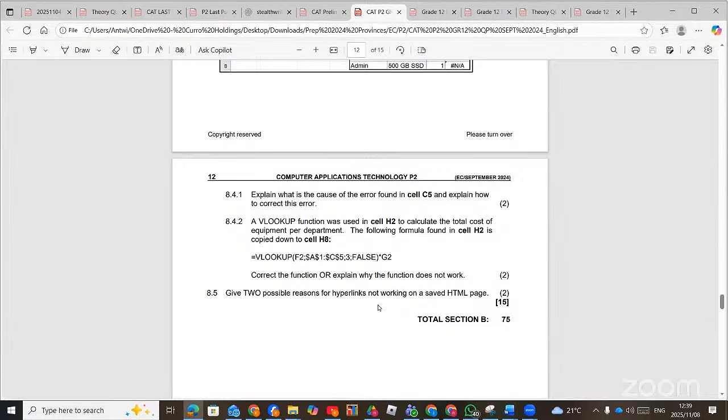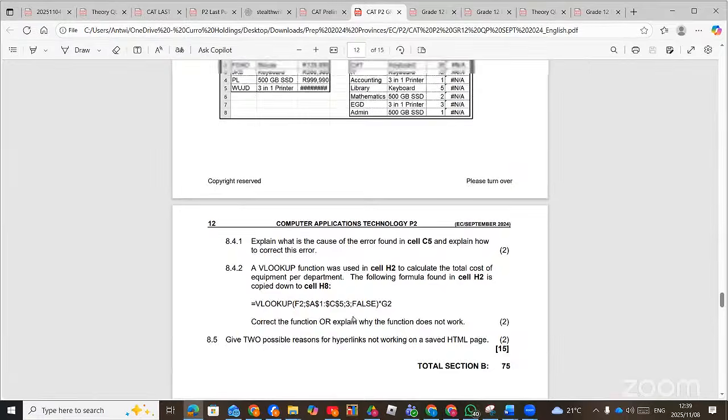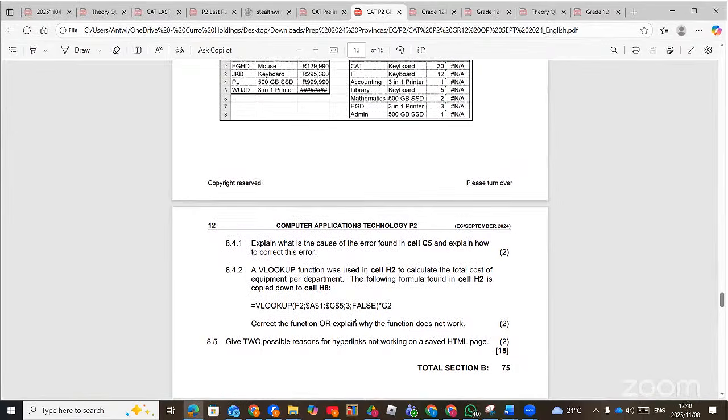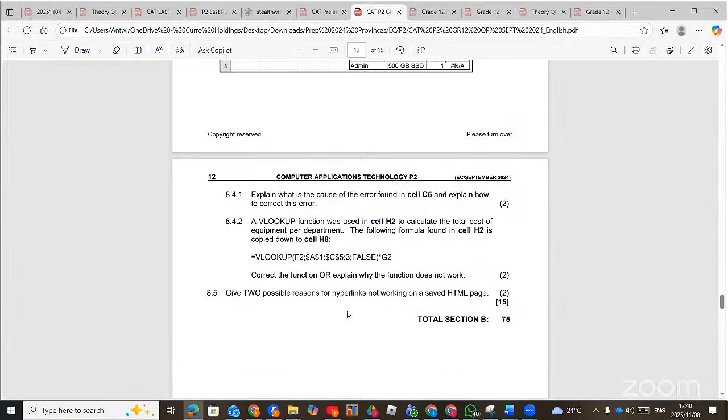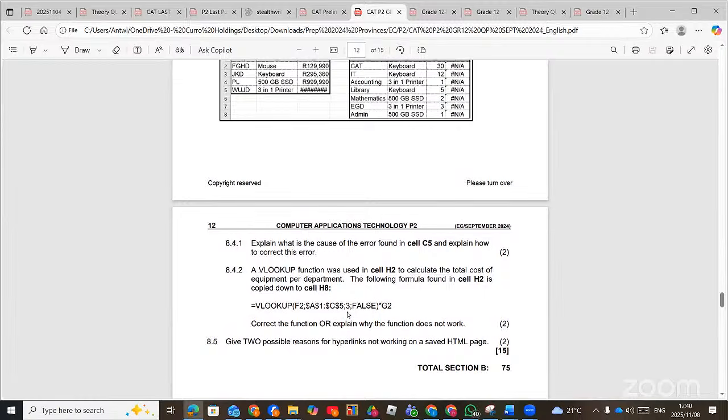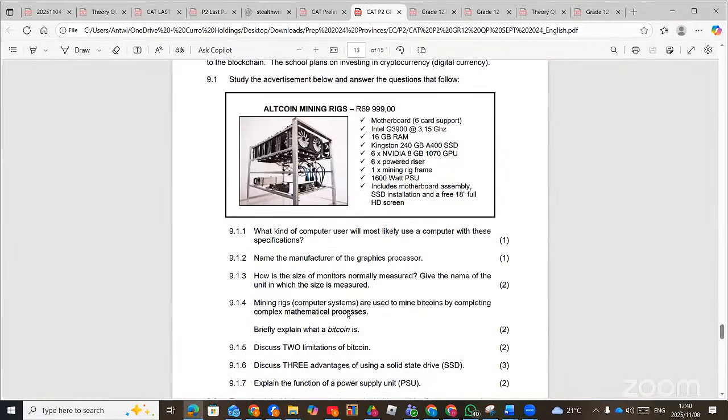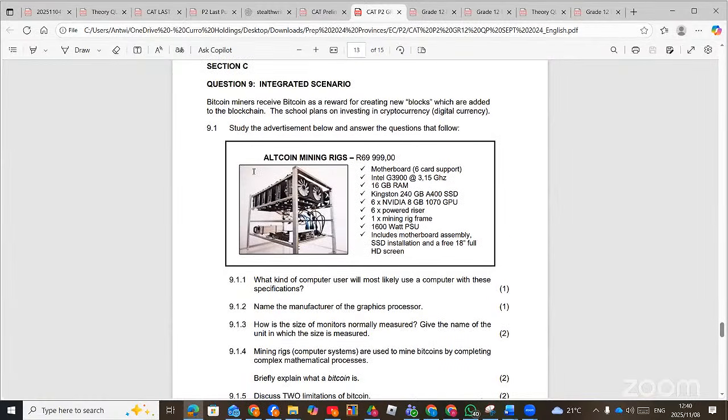Give 2 possible reasons for hyperlinks not working on a saved HTML page. Maybe the format or the extension, maybe it should be .html but you are saving it as .doc, or the href, the hyperlink reference, is not used properly, or the file is not saved in the same location, it is in a different location. So this type of question, you apply your practical experience.